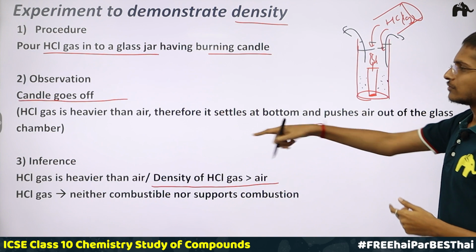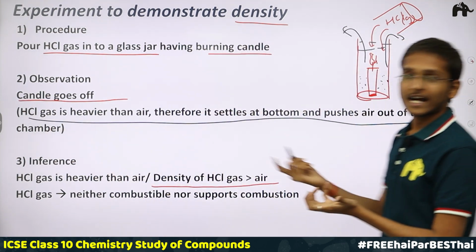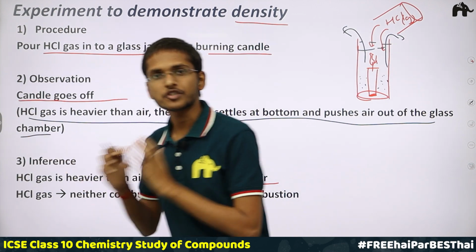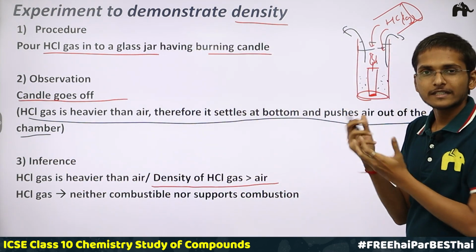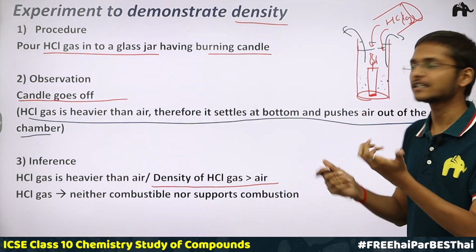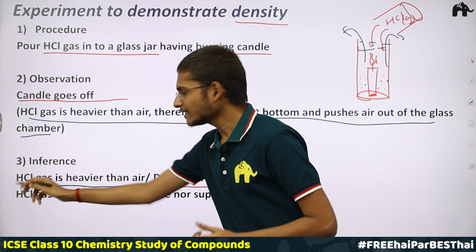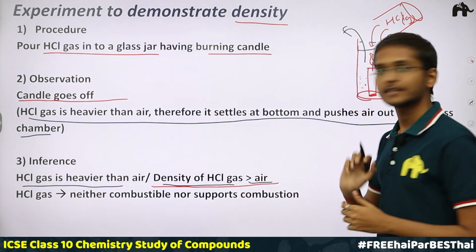So I have told you now what is actually happening and why our candle is extinguishing. And you also have the inference: that's why our HCl is heavier than the air, or we can say that it's denser than the air. Its density is greater than air.